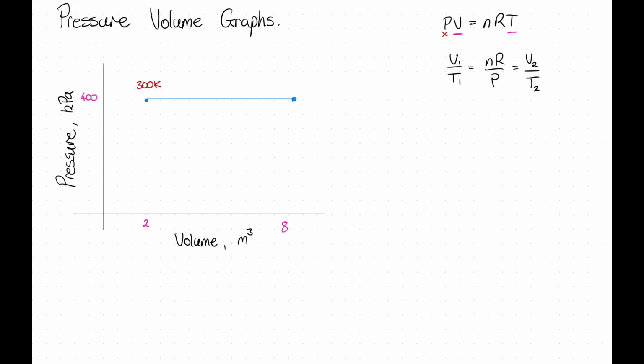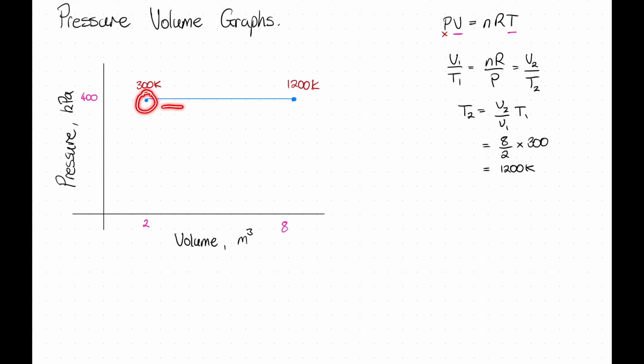We're after the final temperature in this situation, so we're going to say that T2 is going to be equal to our V2 on V1 times by T1. So that means that we're going to have 8 on 2 times by our 300 Kelvin, which is going to come out as being 1200 Kelvin. So I'm going to also put that on my graph over here. We've moved from a point here of 2 meters cubed all the way up to 8 meters cubed.